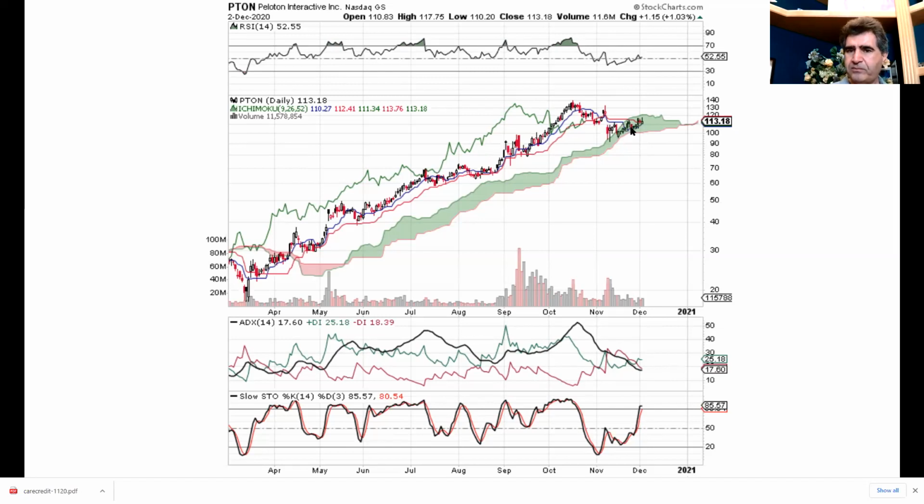Because what happened was we are below the turning and standard line. We are below the cloud. The ADX is going positive, over 20. The red DMI is going higher than green. And also this lagging line, if it comes and crosses the cloud, that gives us another sell signal. But we are not there yet. So it's more of a neutral, for now it's another hold.